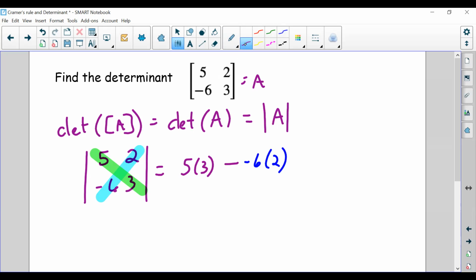That will give us 15, and then negative 6 times 2 is negative 12, and subtracting a negative becomes positive 12. So 15 plus 12 gives us 27. So that is our determinant. The determinant is 27. That is how you find the determinant of a 2x2 matrix: the product of all the numbers on the diagonal down minus the product of the numbers on the diagonal up.